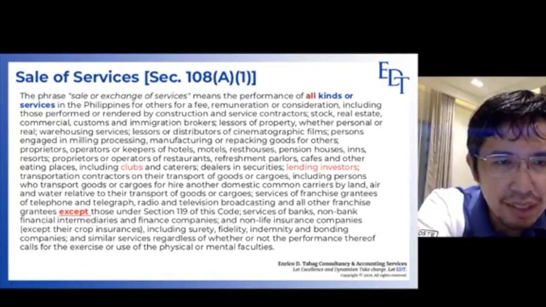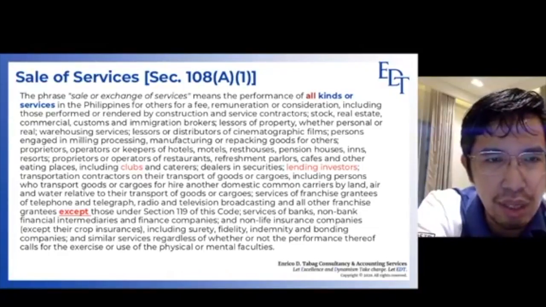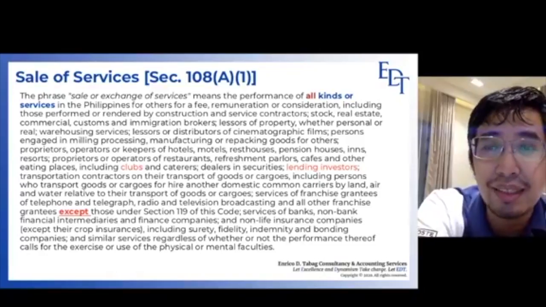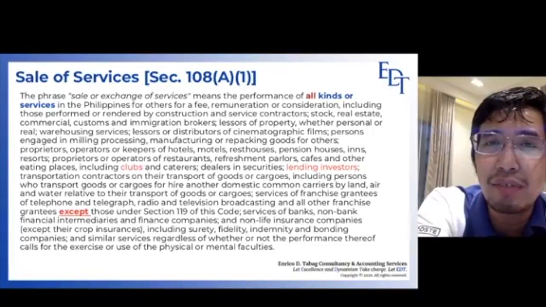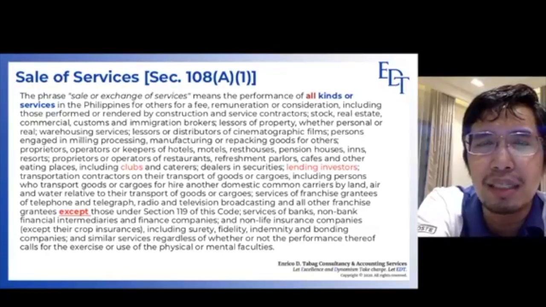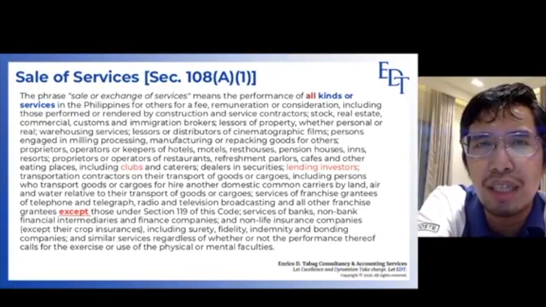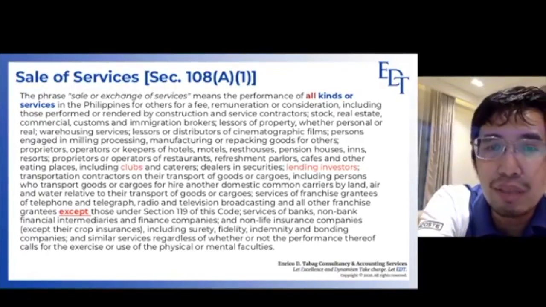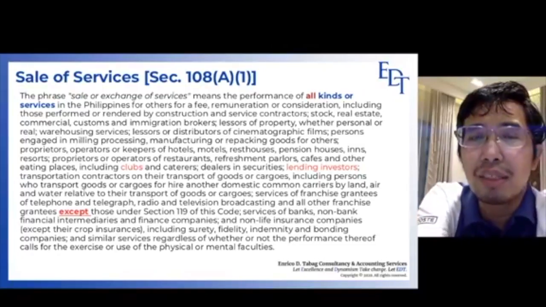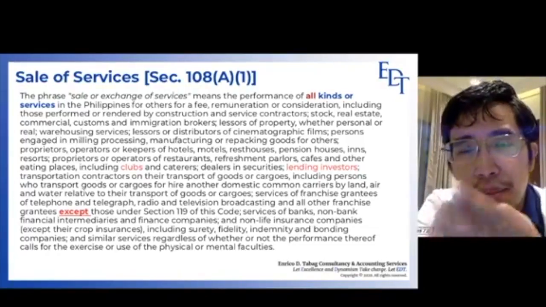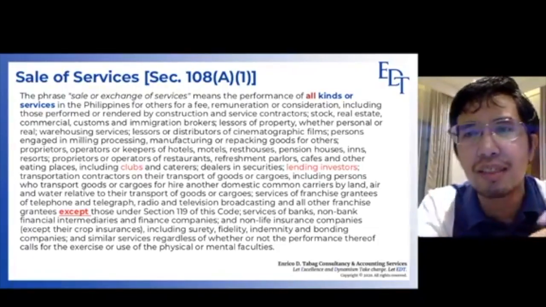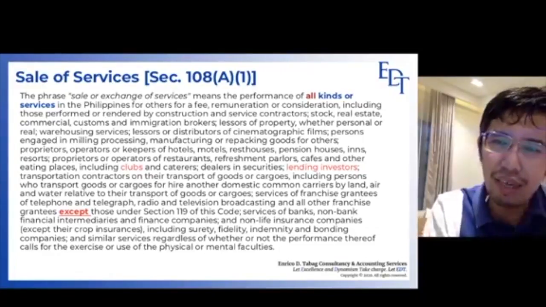Tingnan mo sa baba, except those under section 119. Kasi prior to that term, ginamit yung franchise. Kasi sa section 119 of the tax code, sa percentage tax, franchise tax on gas and water, saka yung radio, television, broadcasting company, di ba? At sinabi natin sa mga previous videos natin that the moment the service is subject to percentage tax, it cannot be subjected anymore to VAT and vice versa.